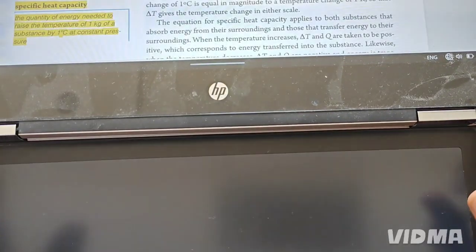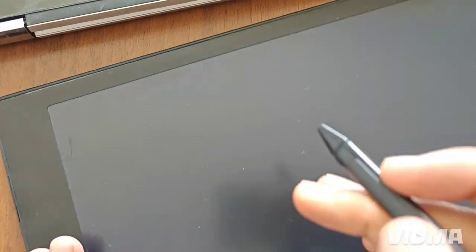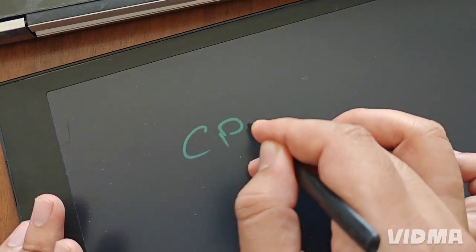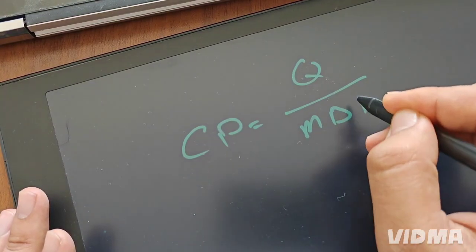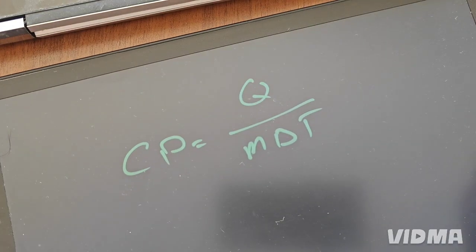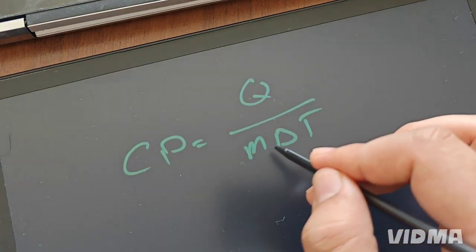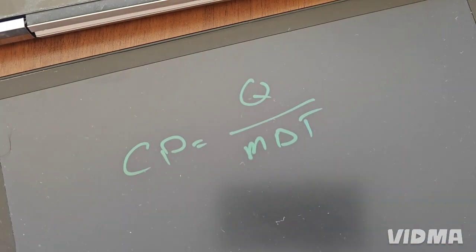Okay. And I forgot to tell you one thing. Let me write down the rule again. Cp equals Q over M delta T. This is the heat, this is the mass, and this is the change in temperature.